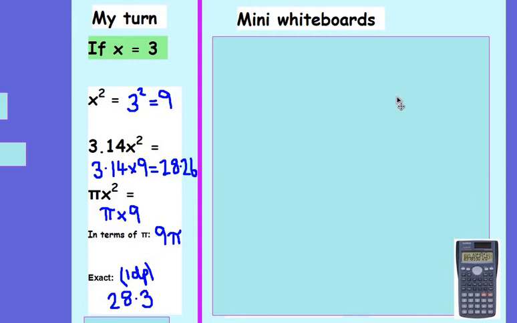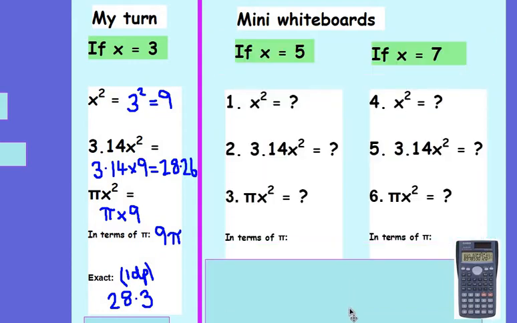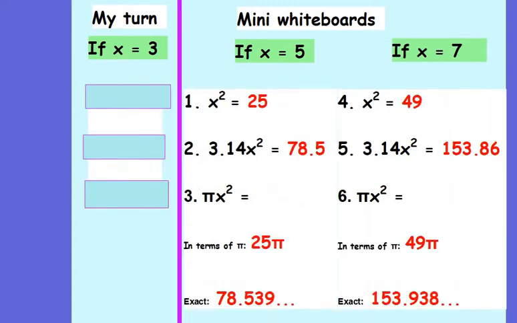Over to you, Year 8, in exactly the same way. Please pause the video for 10 minutes and have a go at these questions. If x is equal to 5, what do each of these give you? And if x is equal to 7, what do each of these give you? Pause the video and answer those questions in your light blue books now, please. And these are the answers. Please check your work and see how you did.